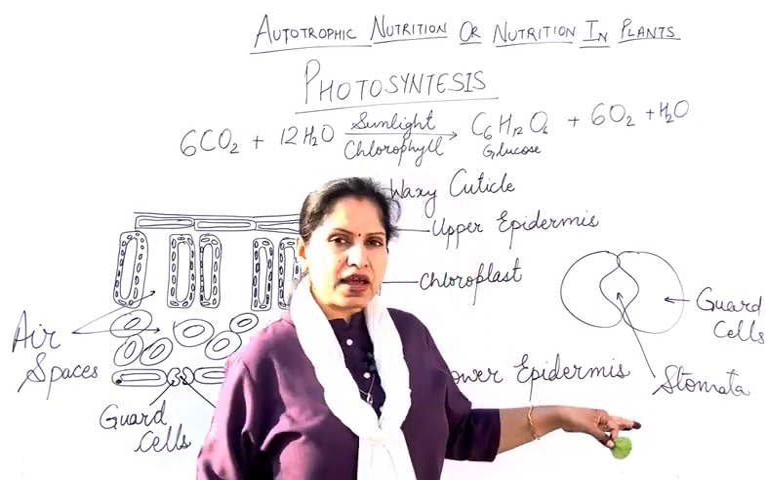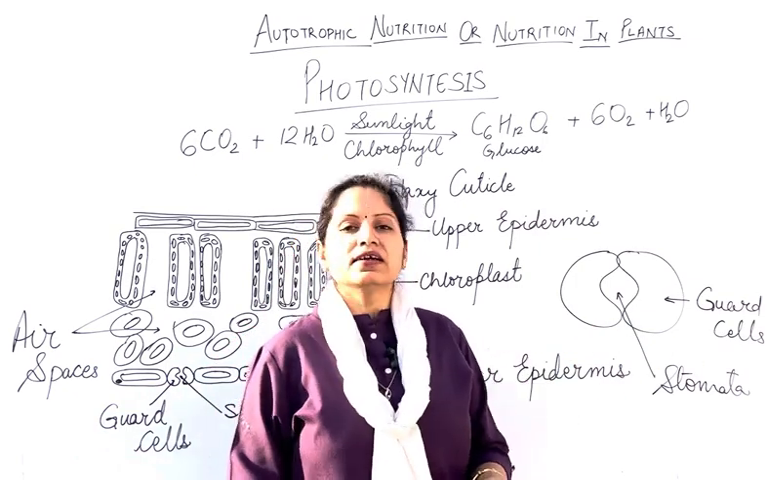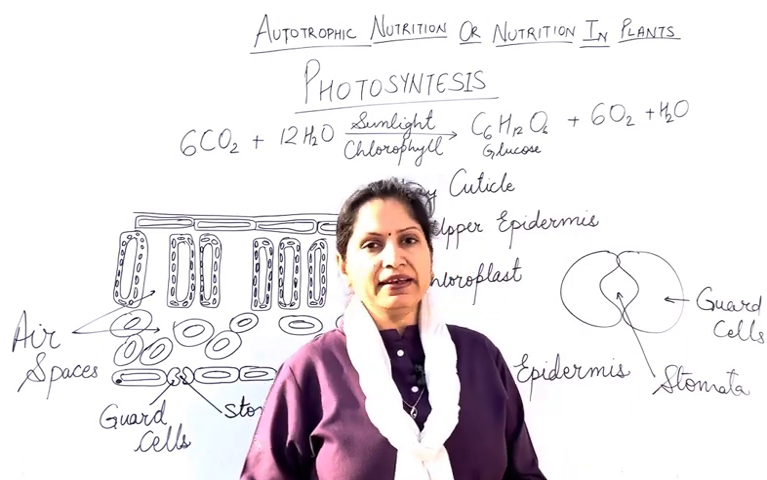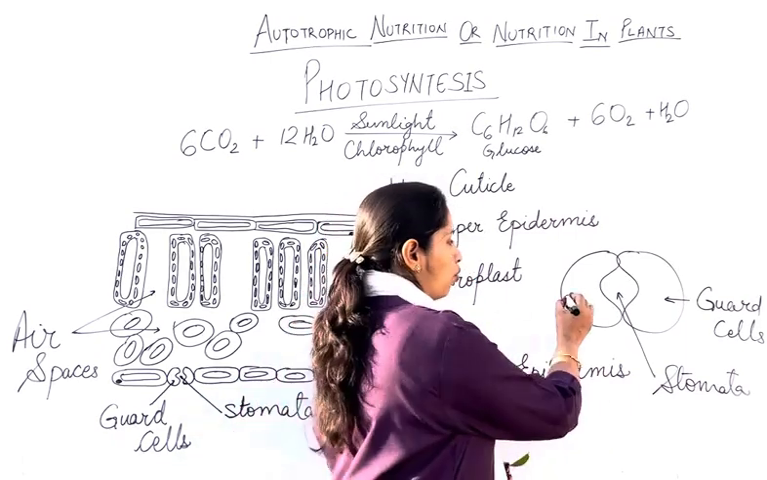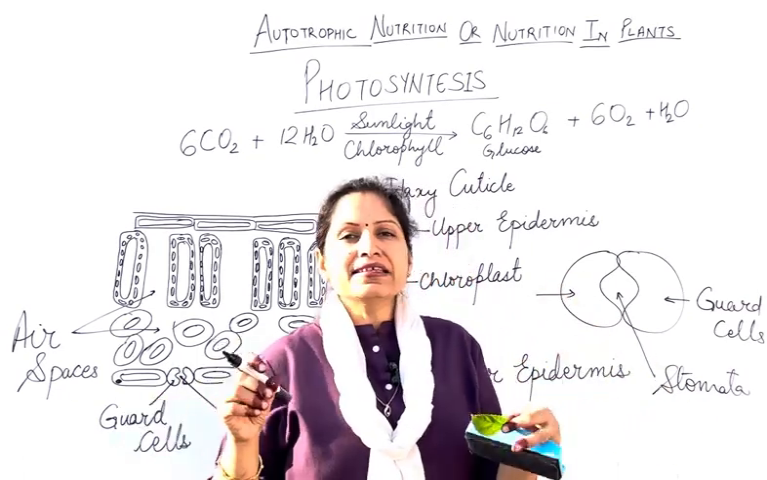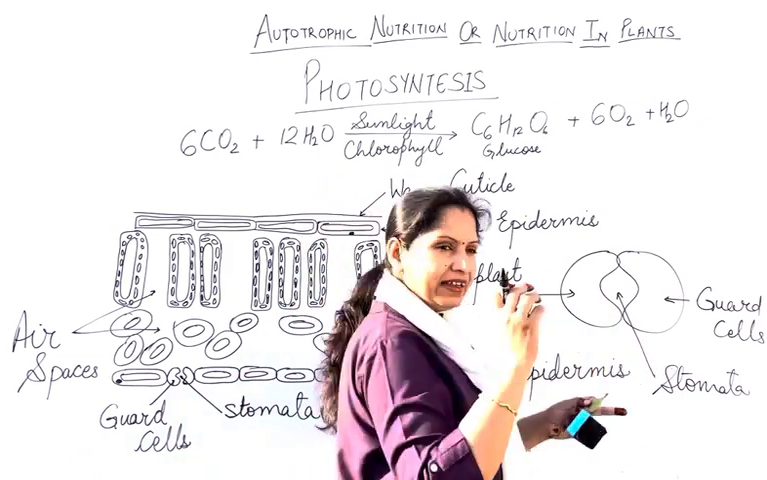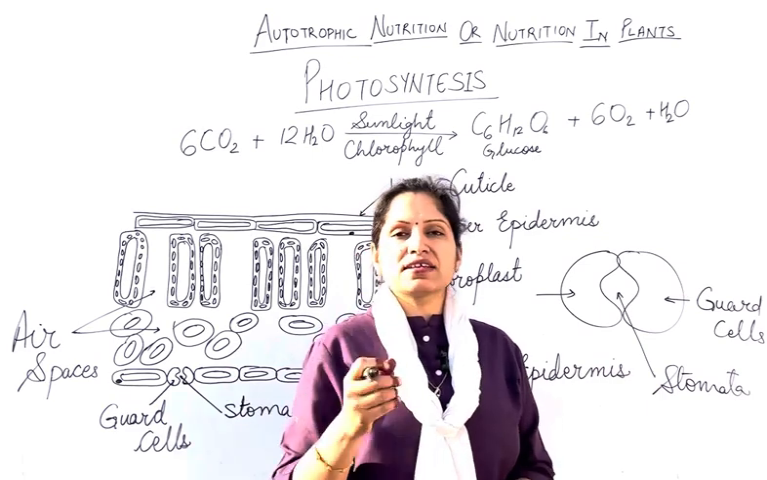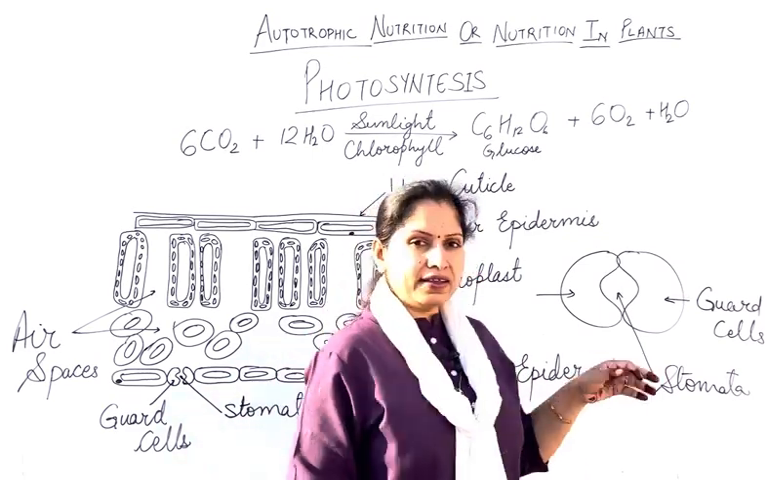Now how this stomata is going to open or close, that will be regulated by the guard cells. How are the guard cells going to perform that? Guard cells are actually modified lower epidermis cells only. So when they take up the water from the neighboring epidermal cells, they swell up, and when they swell up, they gain height, but their width decreases. Their width decreases because their height increases. And so what happens, the stomata is open.